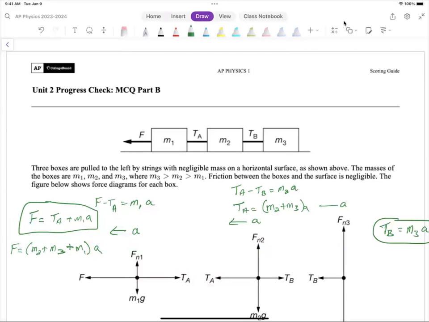This is Mrs. Carreri's solution discussion for Progress Check Unit 2, Multiple Choice, Part B.